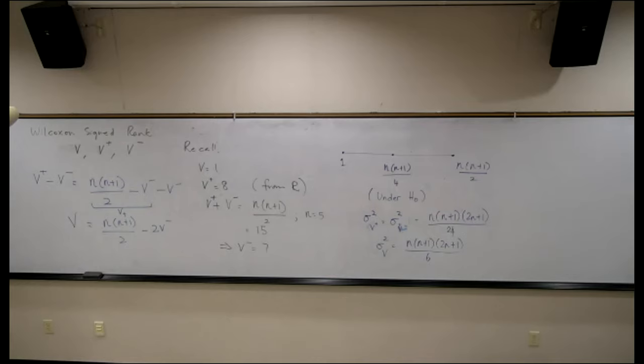Good. Now, we know n times n plus 1 divided by 2 is 15. V minus is 7, so 15 minus 14 is 1. And that's what we had last time from our table.